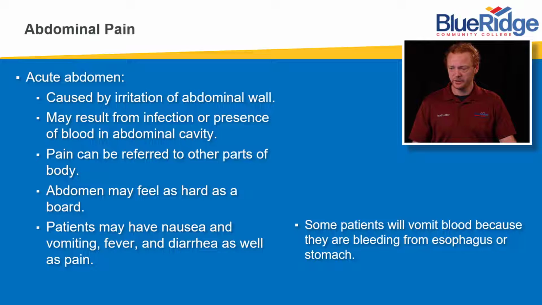Acute abdominal pain is caused by irritation of the abdominal wall and may result from an infection or presence of blood in the abdominal cavity. Pain can be referred to other parts of the body. The abdomen may feel as hard as a board, and some patients may have nausea and vomiting, fever, and diarrhea as well as pain. Some patients will vomit because they are bleeding from the esophagus or in the stomach, or ulcers in the stomach.